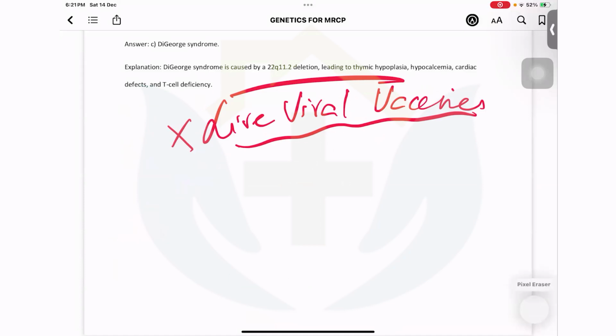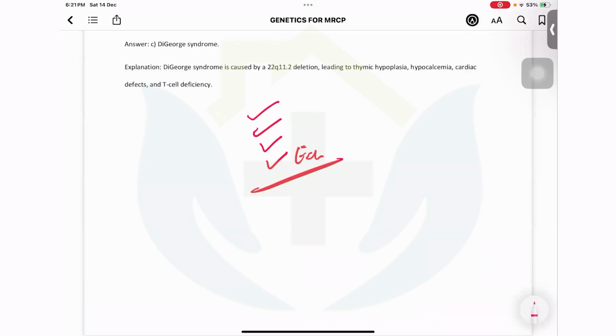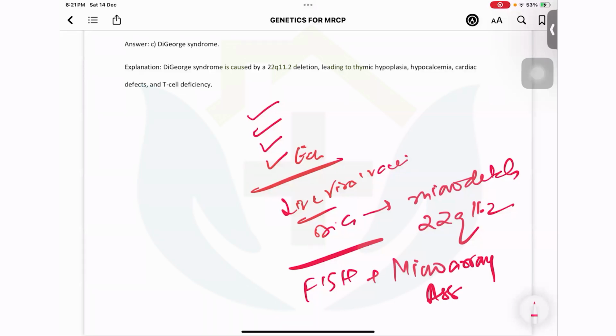So this is what is important from the MCQ point of view: one is the syndrome you need to identify from the facial feature, from CD4, CD8 cell counts, from hypocalcemia, congenital heart defect, echocardiogram, and along with that, you do not give them any live viral vaccines. That is DiGeorge disease caused by microdeletion on 22nd long arm 11.2. Is that okay? And how do you investigate? FISH plus microarray assay.